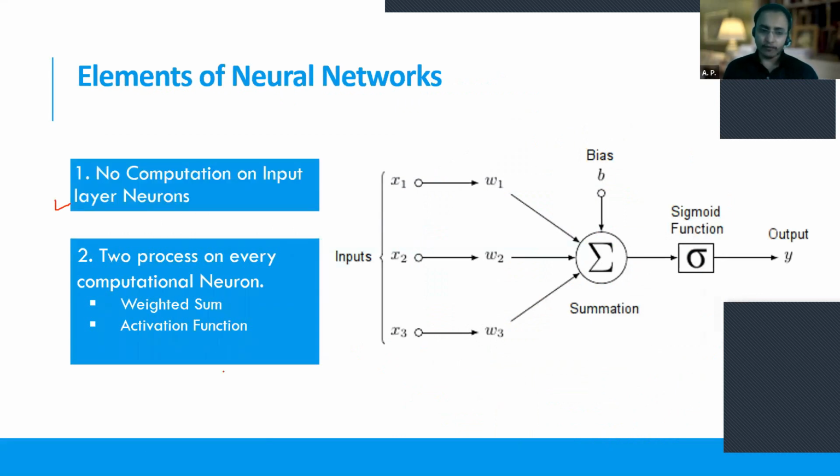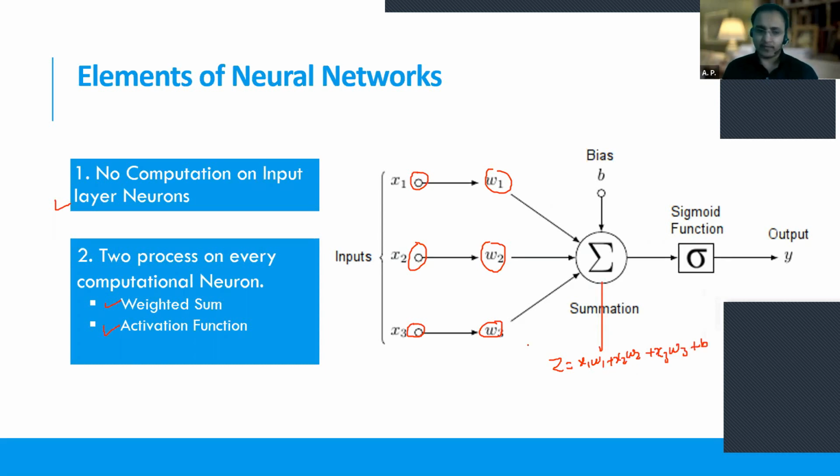The other is that on every computational neuron, there's a two-step process that occurs: weighted sum and activation function. The example of weighted sum could be, if I have input neurons x1, x2, and x3, the corresponding weights are w1, w2, and w3. So a weighted sum example could be z equals x1 w1 plus x2 w2 plus x3 w3 plus bias b.